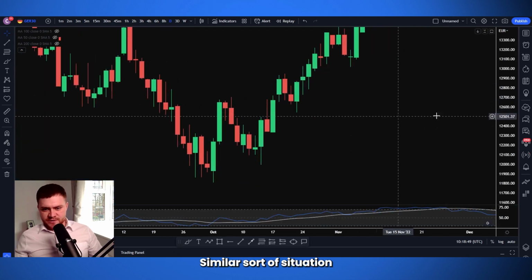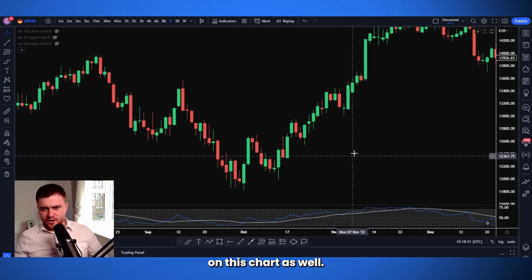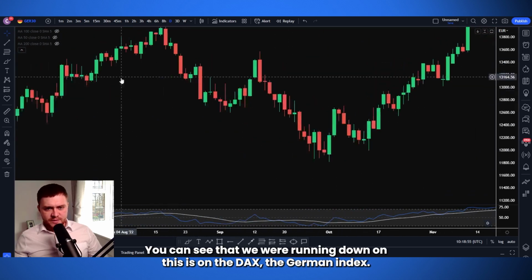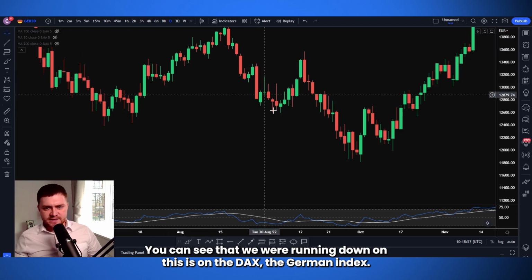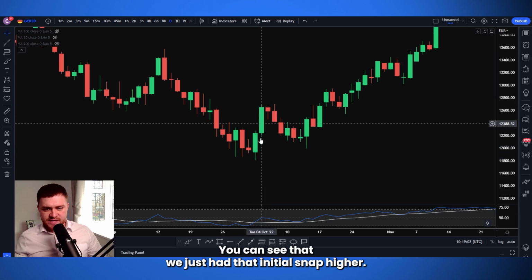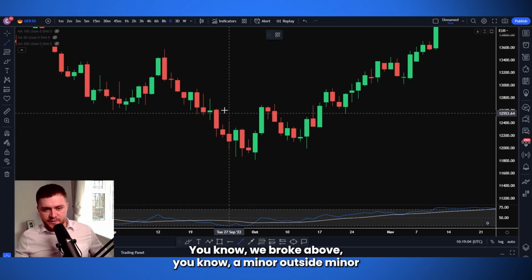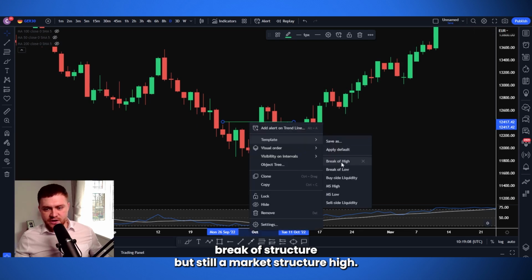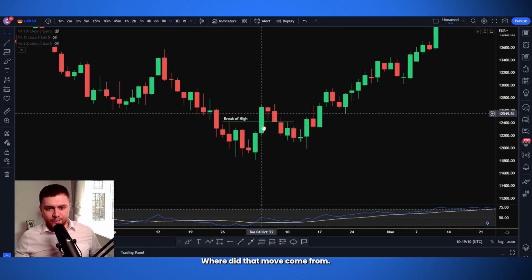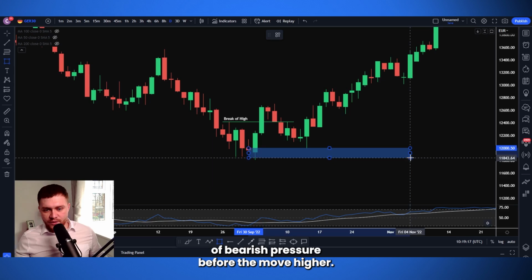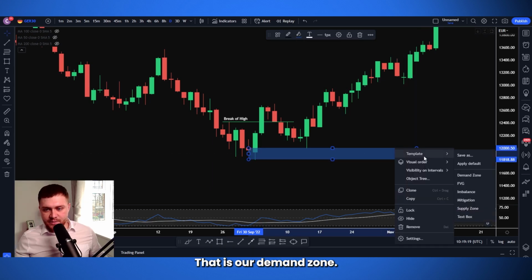Similar sort of situation on this chart as well. You can see that we were running down, this is on the DAX, the German index. We were running lower a little bit, and you can see we just had that initial snap higher. We broke above, I'd say a minor break of structure, but still a market structure high. Break of high here. Where did that move come from? The last piece of bearish pressure before the move higher. That is our demand zone.